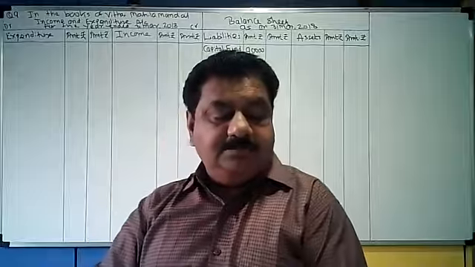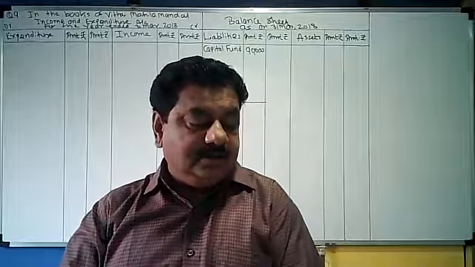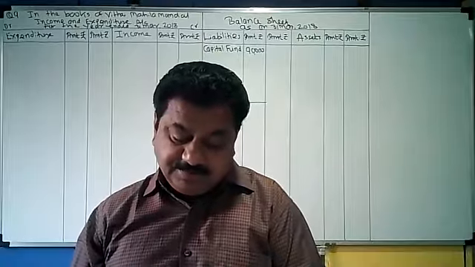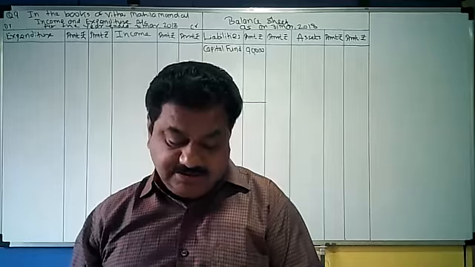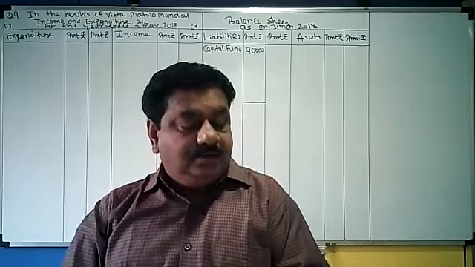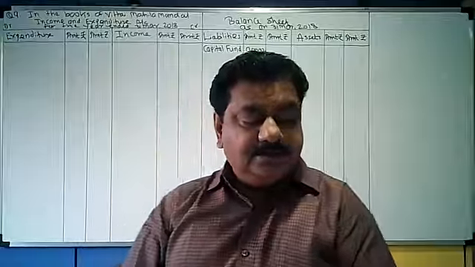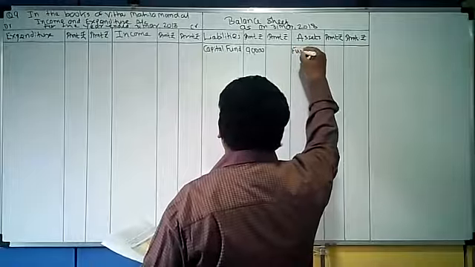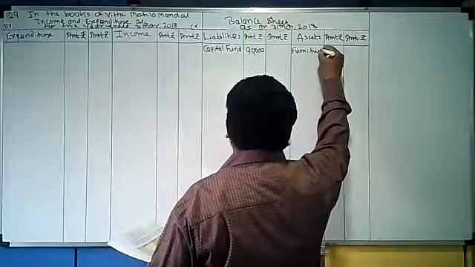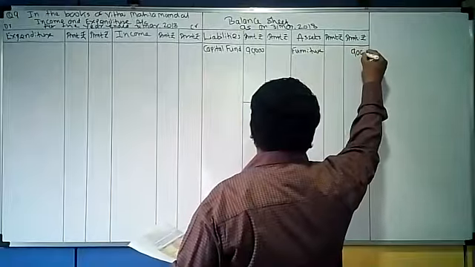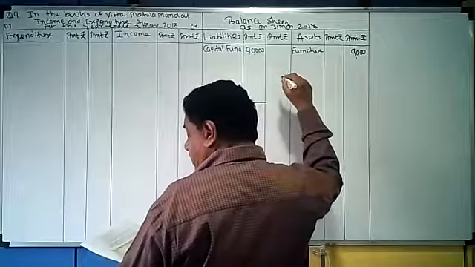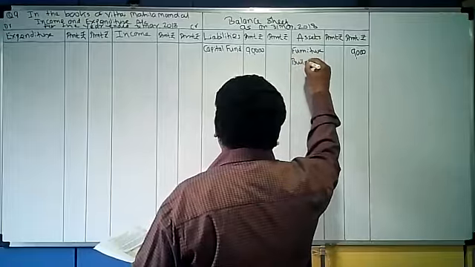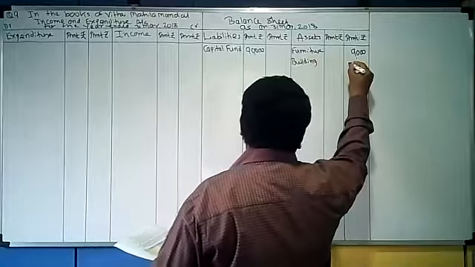So first we will record furniture and building. But is there any adjustment for furniture and building in terms of depreciation, or any new purchase or sale? No, nothing. So furniture and building go to the asset side in the outer column. Furniture 9,000. Then building is 70,000.